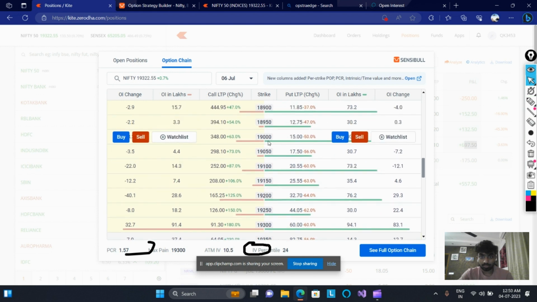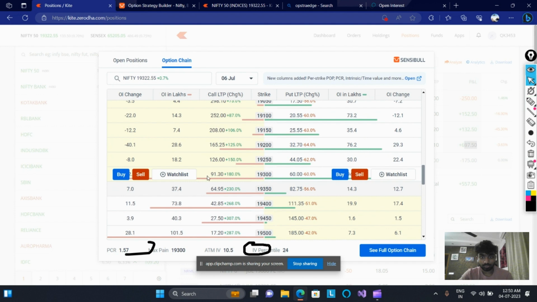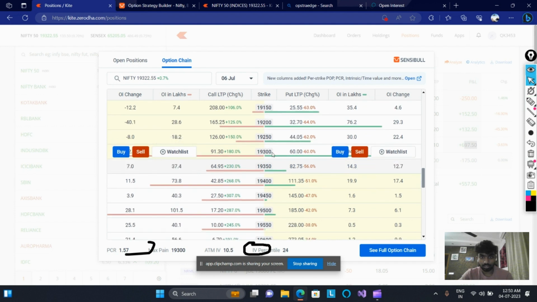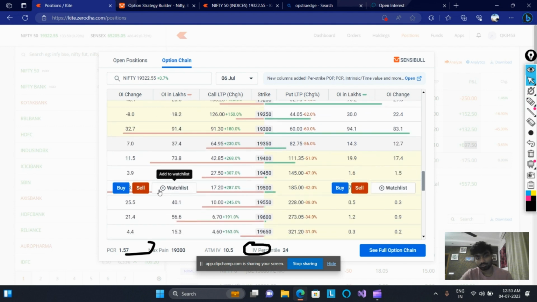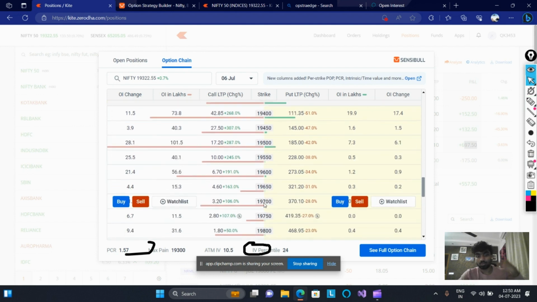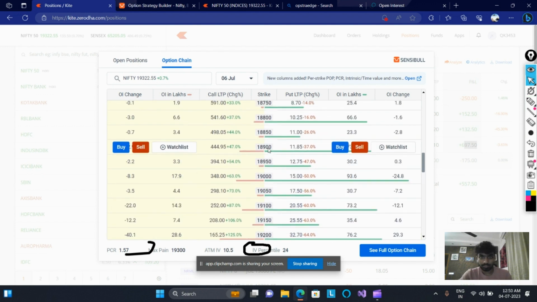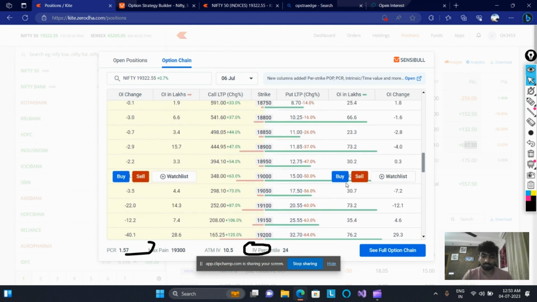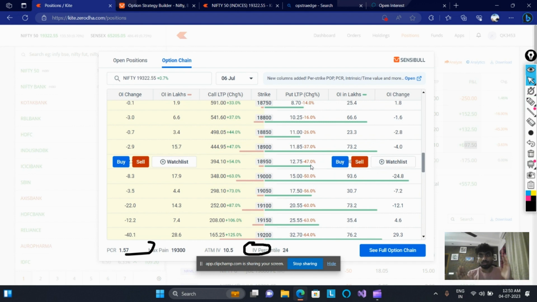Here on 19,000 we have a high put writing, and on 19,300 we have a high call writing as well as put writing, and on 19,500 a huge call writing. So based on this only I wanted to increase my range, so that's why I put 19,700 and 19,000 as my borders, so that as long as the index is in that range, I'll be in profit at the end of the expiry date.